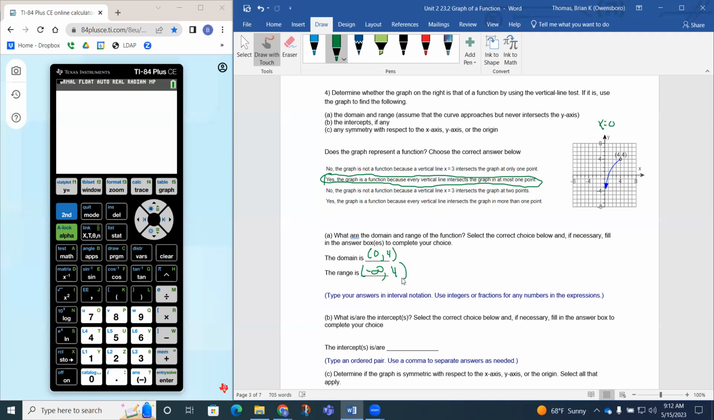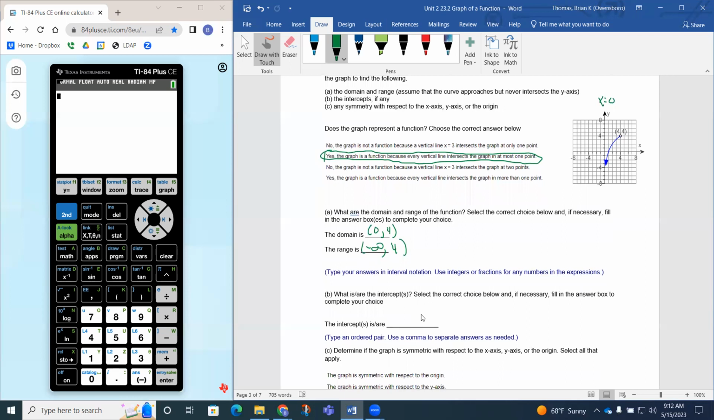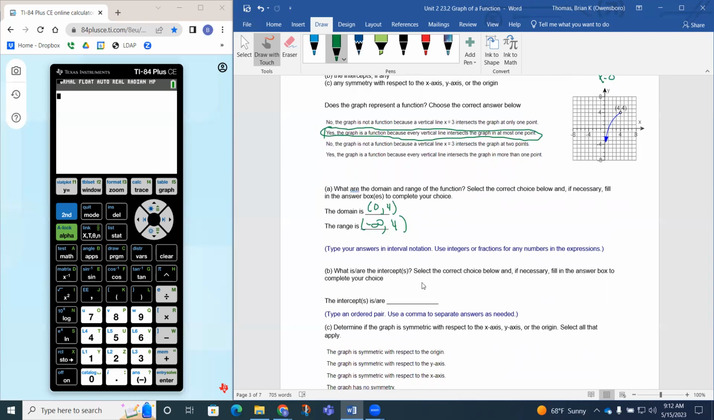So using interval notation, the range goes all the way down to negative infinity, so there's no boundary going down, but there is a boundary going up, which is at 4. So the graph does not go past this point here, but again, it goes towards negative infinity. So that would be my range. So the next question is, what are the intercepts? So select the correct answer from there.